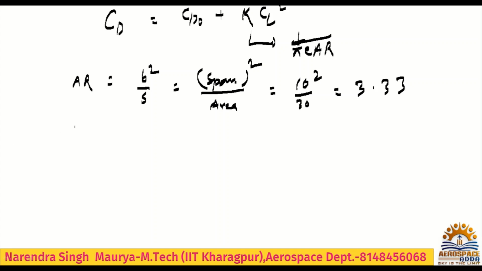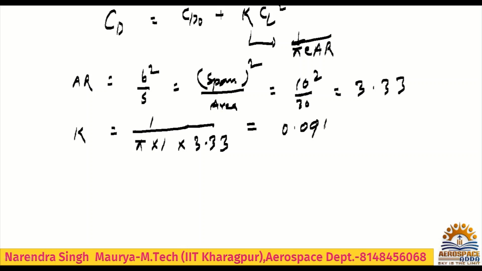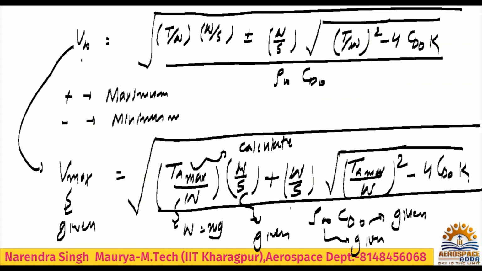You can get K now. 1 upon pi E AR. E is 1, because it is mentioned in the problem that it is an elliptical wing. So with aspect ratio 3.33, what will be the K value? It is 0.095. So now all the values are given to you here. Check. K is given now.